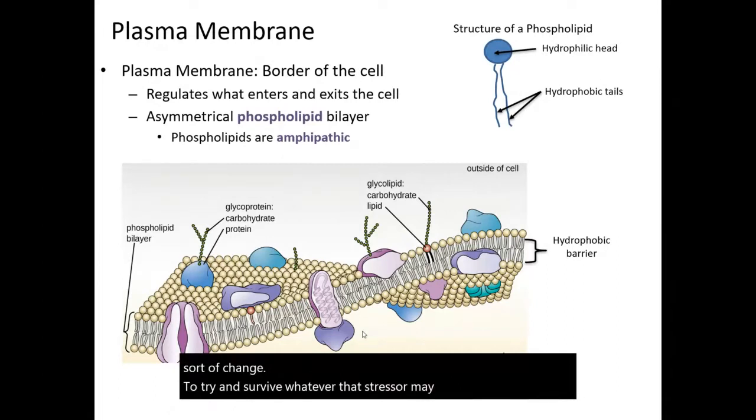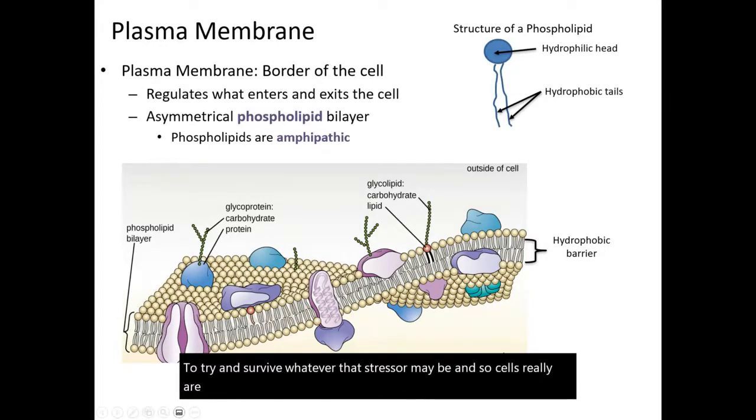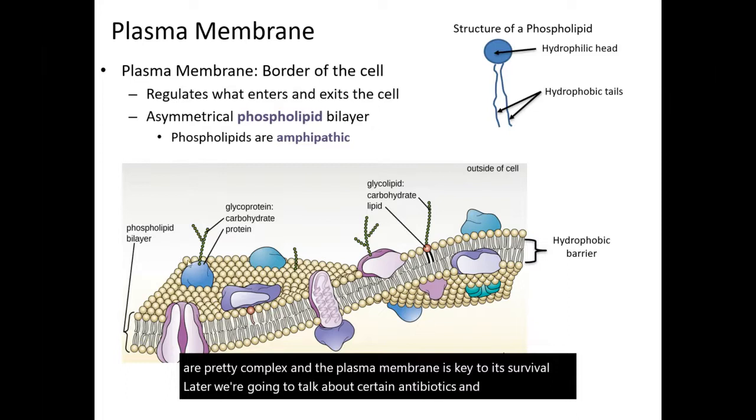Okay, so cells really are pretty complex, and the plasma membrane is key to its survival. Later, we're going to talk about certain antibiotics and antimicrobial drugs that target the plasma membrane, because by being able to insert into parts of the membrane, it makes them leaky, meaning that things leave the cell that shouldn't, and things get into the cell that shouldn't. So having a good plasma membrane that is intact is key to success for the cell.